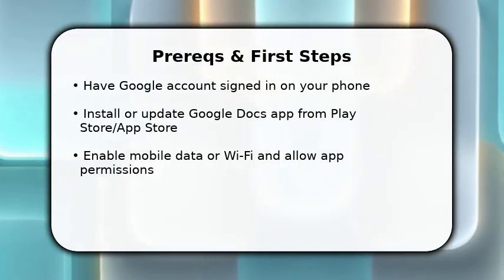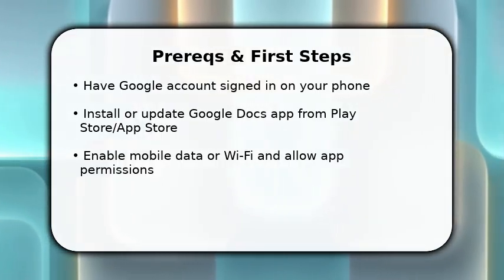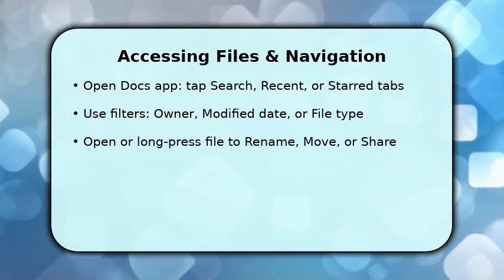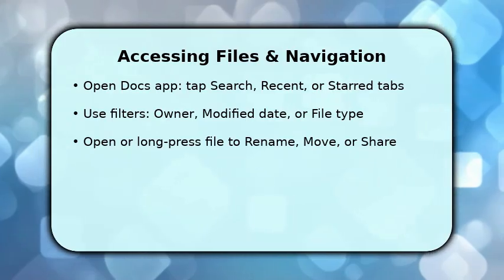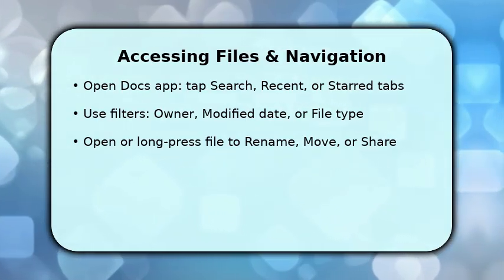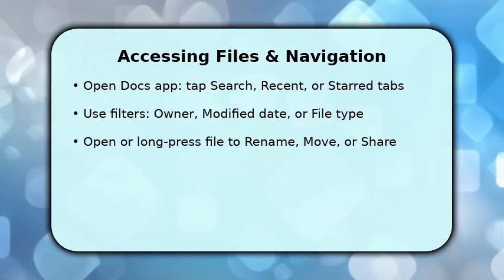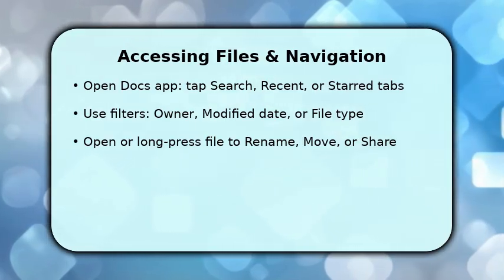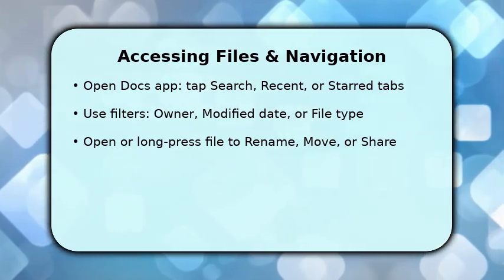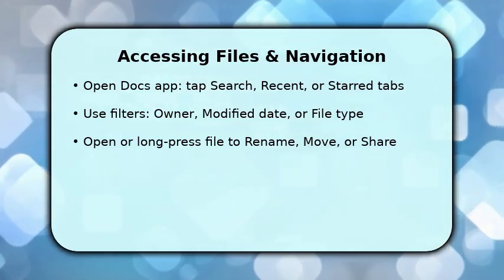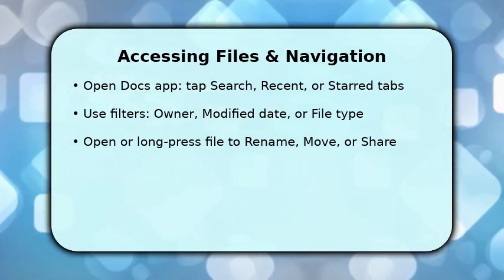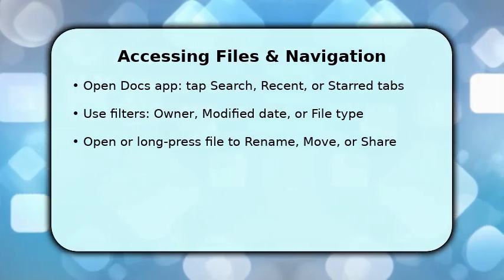Let's continue to the app interface and file access. You'll now navigate the app to find the document you need. Tap the search field to type a file name or use recent and starred tabs to surface active files quickly. Once you see your document, tap to open it. Long press a file to reveal actions like rename, move, or share so you can organize before editing. If you prefer, filter by owner or modify date to narrow results. This makes retrieving the right doc faster and helps you prepare it for online.